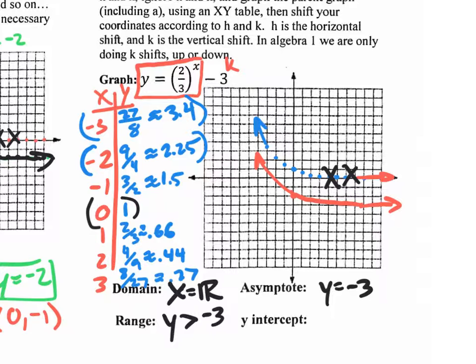And then the y-intercept, well, it used to cross up here at 0, 1, but now it crosses at 0, -2. So the y-intercept is 0, -2. And that's all there is to do on this front side. If you need more help, watch the videos.